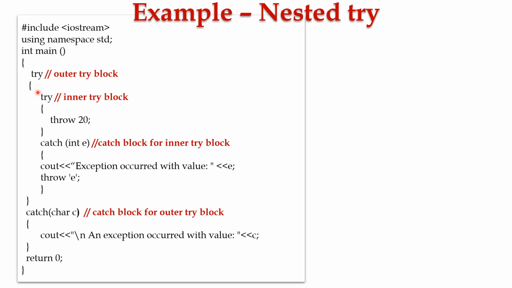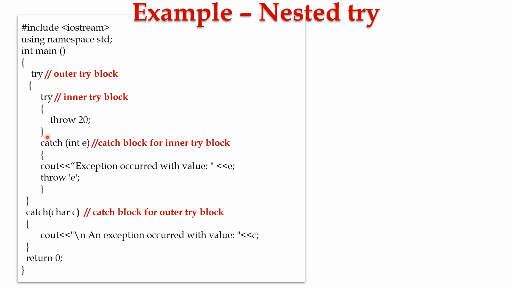Followed by the outer try block, we have another try block. Since it is inside the outer try block, it is also called the inner try block. So here comes the nested try concept. Inside this inner try block, we have the statement throw 20. It throws an exception of type integer with value 20.